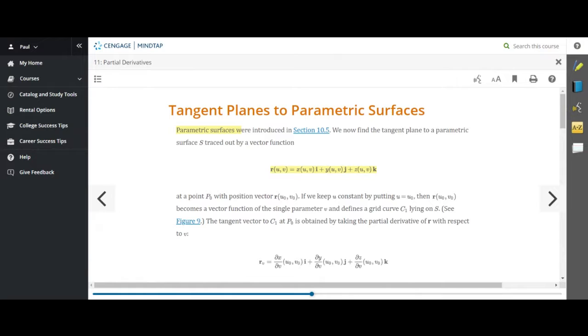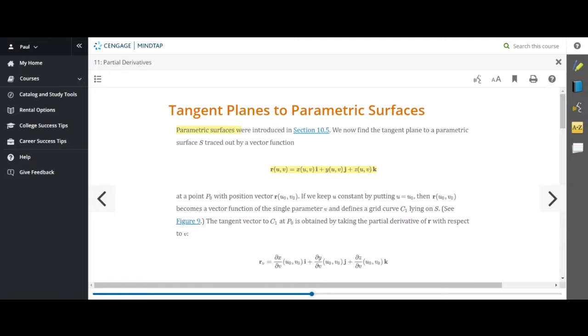So what if we want to find a tangent plane to a particular parametric surface? How would we do that? We can find a tangent plane to a function of x and y, but what if we don't have a function of x and y? What if we have a cylinder or something like that, or a helix? How are we going to find a tangent plane to a helix?